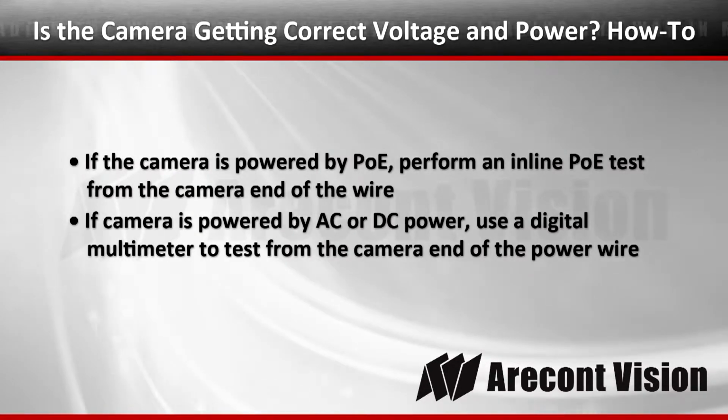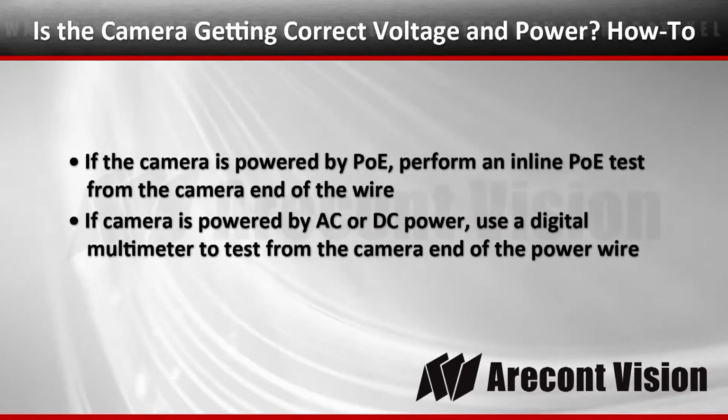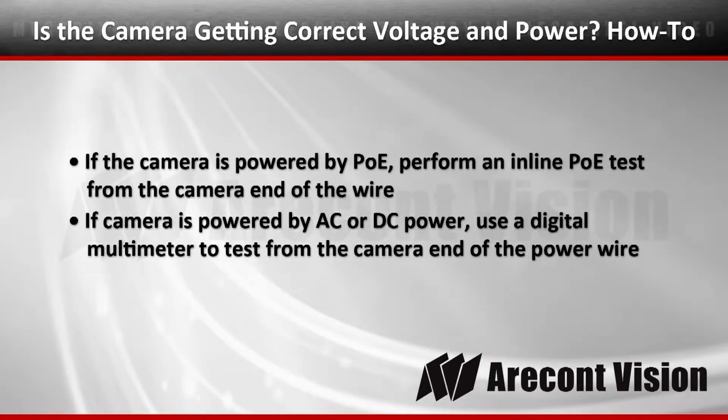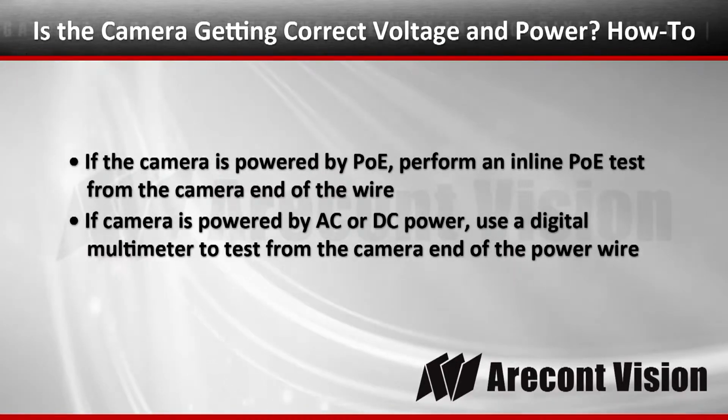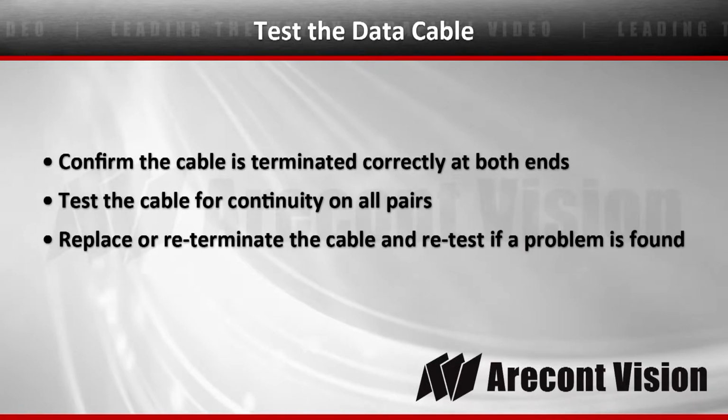So, is the camera getting correct voltage and power? We can perform an inline PoE test from the camera end of the wire. If the camera is powered by AC or DC power, we can use a digital multimeter to test from the camera end of the power wire: is it getting the correct voltage and watts?